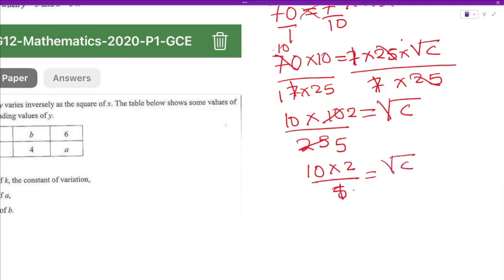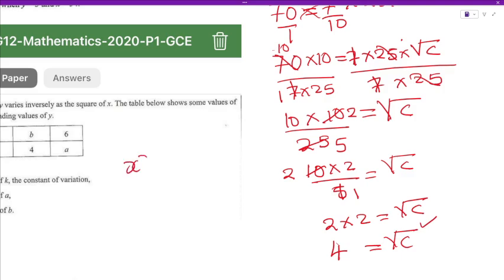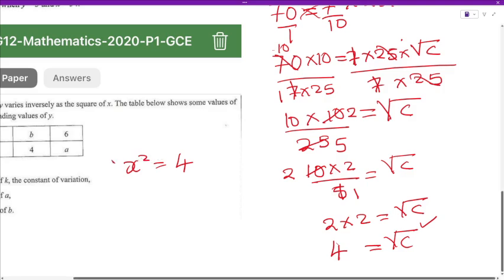Then I can say 5 there is 1, 5 there is a 2. So I'm remaining with 2 times 2 is equal to the square root of c. 2 times 2 there will give me a 4. So now, how do I get rid of this square root? Let me give you an example. When you have x squared is equal to 4, what do you do to get rid of the squared value there? You square root both sides, right?